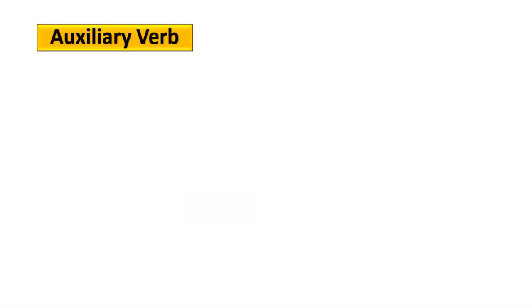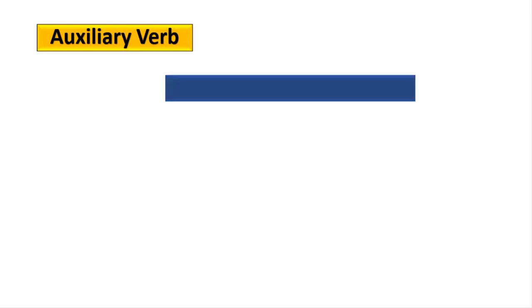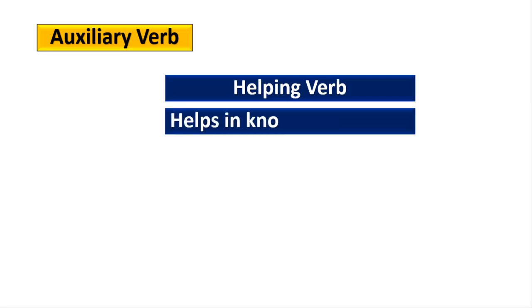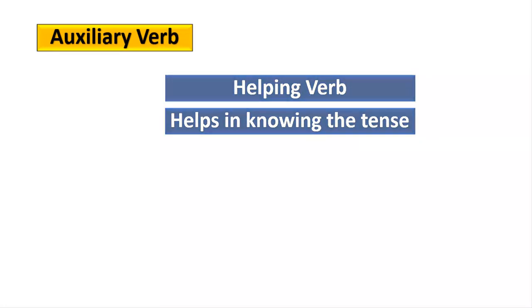Now look at auxiliary verbs. It is also known as a helping verb because it helps the main verb of a sentence. It also plays a key role in identifying the tense of a sentence.